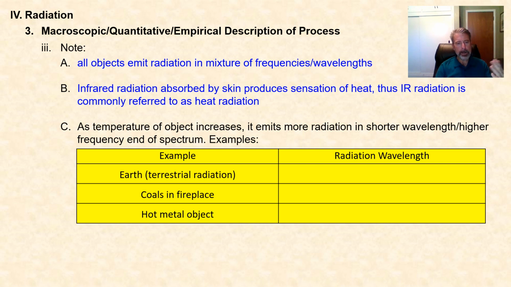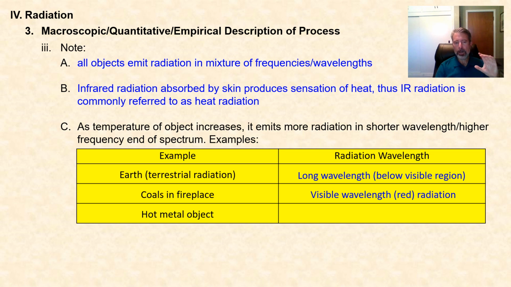And if we compare the Earth to coals in a fireplace to a hot metal object, the Earth represents a relatively cool or low temperature object. So most of the radiation emitted by the Earth is in the long wavelength, low frequency region below visible light. Whereas when you look at coals in a fireplace, why is it that they glow red? Well, they glow red because at that temperature they're emitting a lot of radiation in the visible red portion of the electromagnetic spectrum.